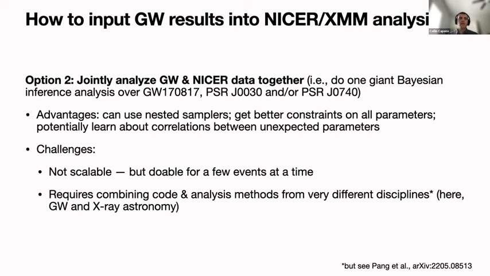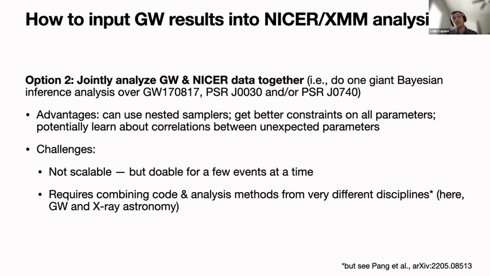But another challenge is that doing one of these joint analyses requires combining code and analysis methods from different disciplines, which requires different expertise, and it also involves combining different codes. In this case, we're talking about gravitational waves and X-ray astronomy. Now, there is work going on writing software suites that can take in information from these different types of detectors, one of which is this paper by Pang et al. But this is a challenging thing to do.